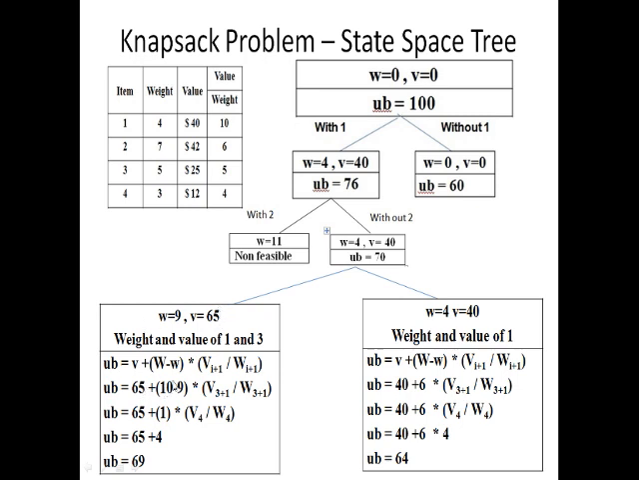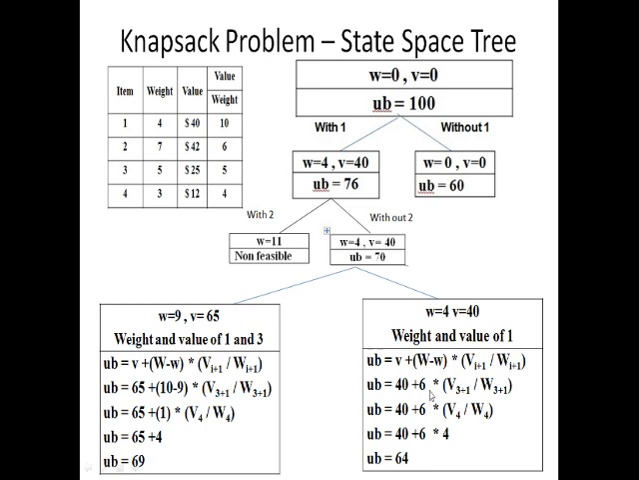65 plus 10 is the capital W, that is capacity of the knapsack, minus small letter w is 9 into Vi plus 1 by Wi plus 1. Vi plus 1 is I value is incremental by 1, that is 3 plus 1 by W3 plus 1. That is 65 plus 1 into V4 by W4, that is value 4 divided by weight 4, that is 4. 65 plus 4 is 69.